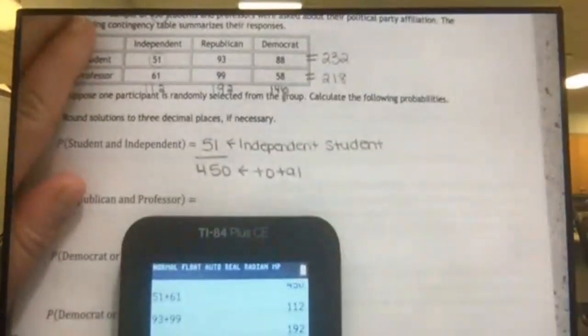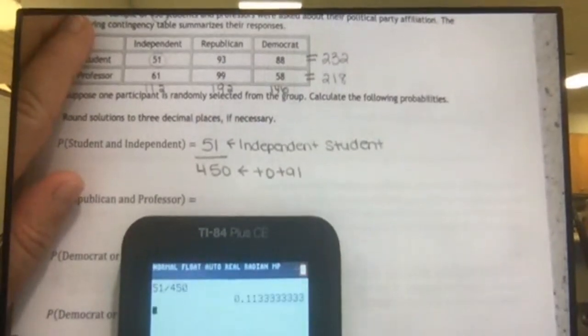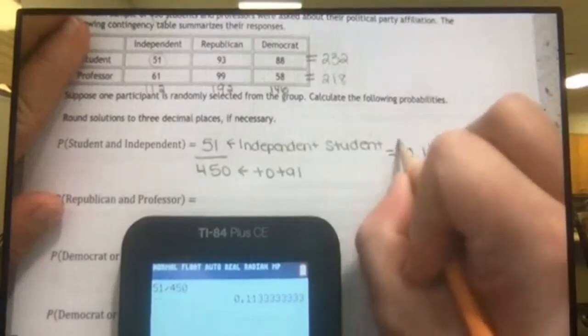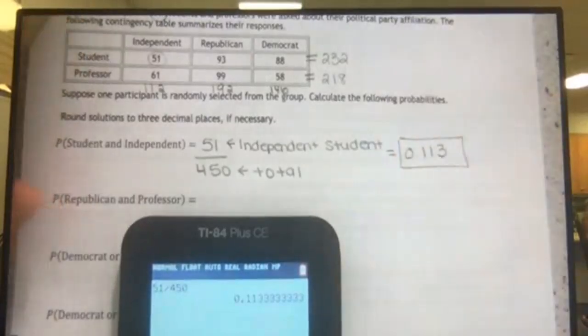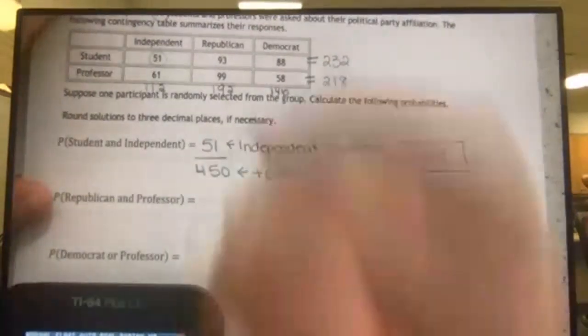So in my calculator, 51 divided by 450 would give us 0.113, rounding to three decimal places. Probability of Republican and professor. So Republican professors, there's 99 of them.